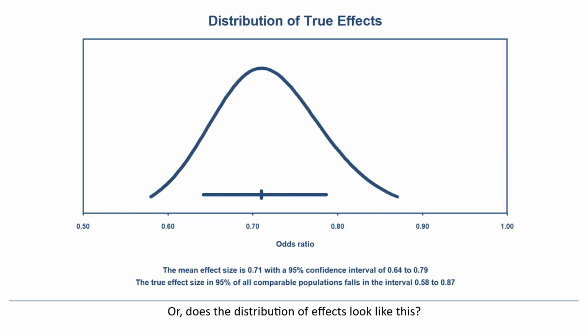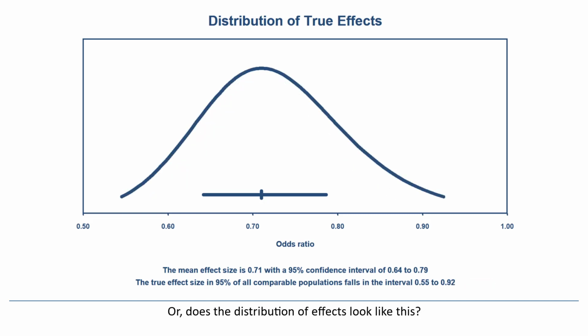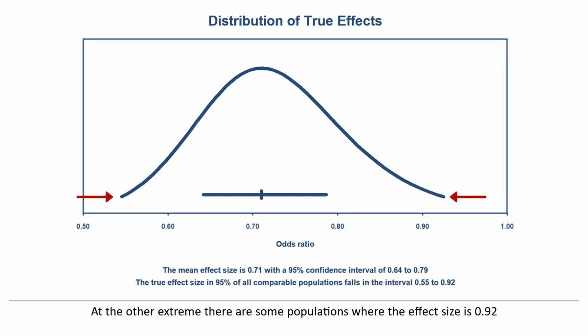Or does the distribution of effects look like this? At one extreme, there are some populations where the effect size is 0.58, and at the other, there are some populations where the effect size is 0.87. In this case, the prediction interval is 0.58 to 0.87. Or does the distribution of effects look like this? At one extreme, there are some populations where the effect size is 0.55, and at the other extreme, there are some populations where the effect size is 0.92.